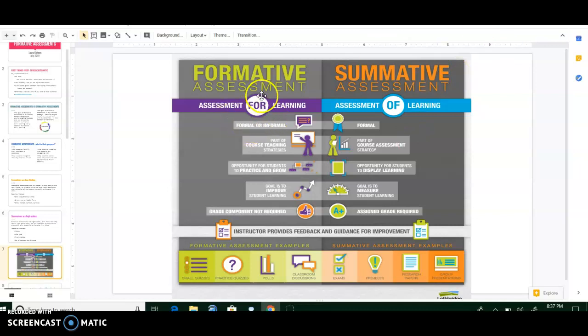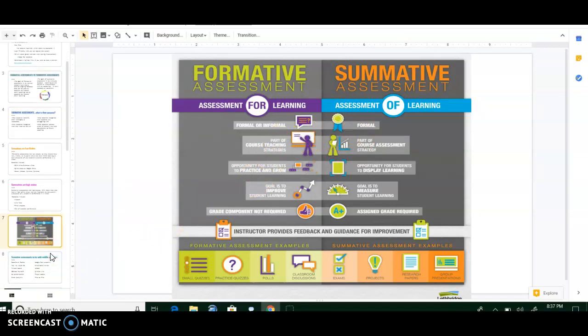I found this infographic on formative and summative assessments. I liked the way this was put together. It's a good reminder of the goals and how we use both types of assessments.